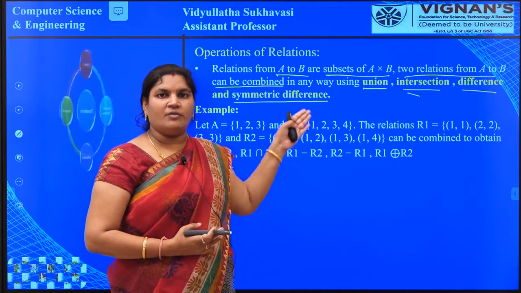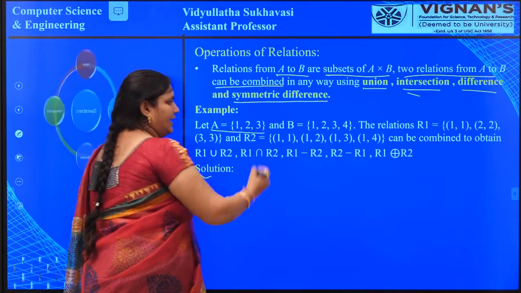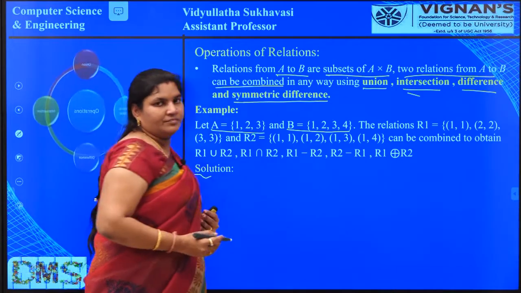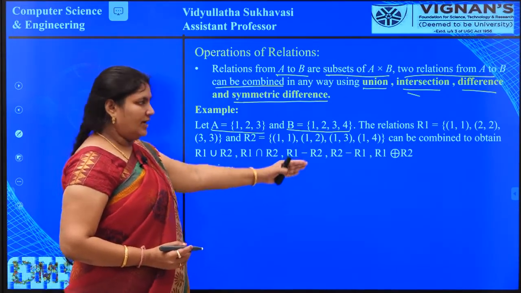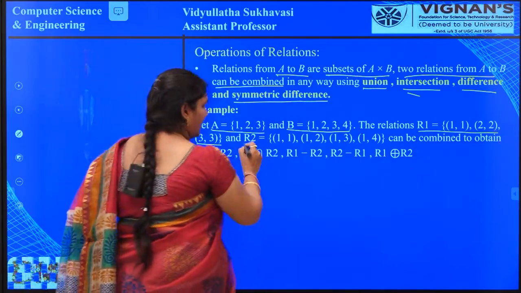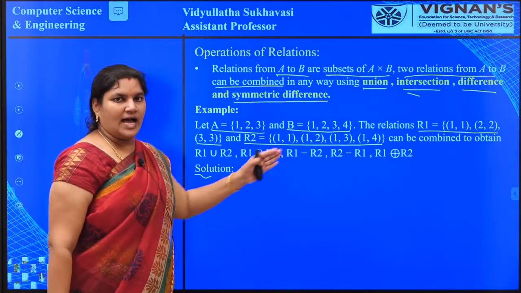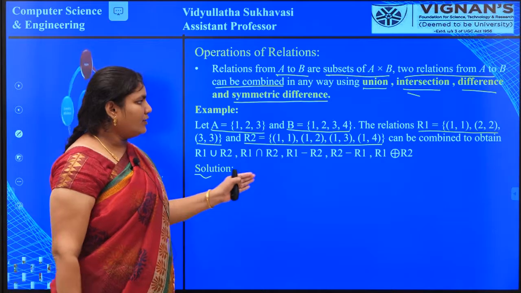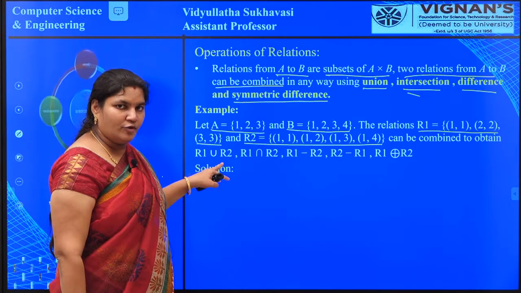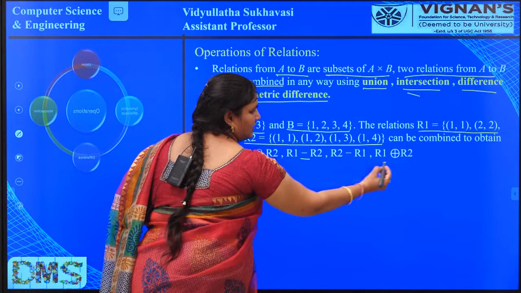So all these operations we will see in one example. See here, we have taken a set A equal to 1, 2, 3 and set B as 1, 2, 3, 4. And based on these two sets, we have been given a problem with a relation R1 and another relation R2. So now for these two relations R1 and R2, we need to perform the operations. What are the operations we need to perform? Union, intersection, difference, symmetric difference.